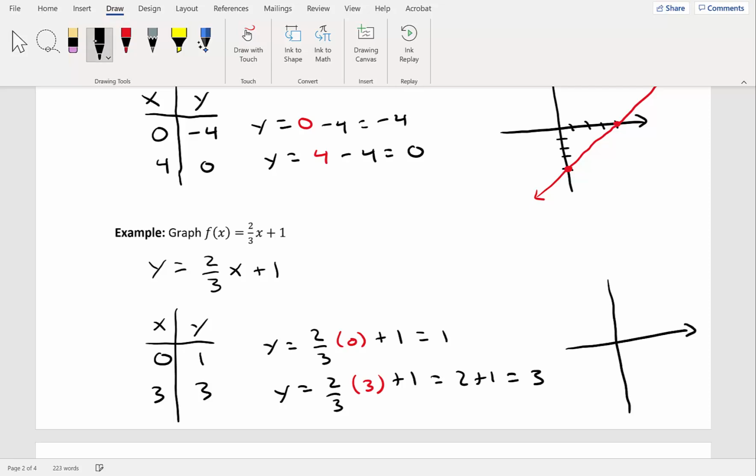Now that I have 2 ordered pairs, I can graph it. Okay. So I have my first point, which is (0, 1). And then my next point is (3, 3). And now I have my graph.